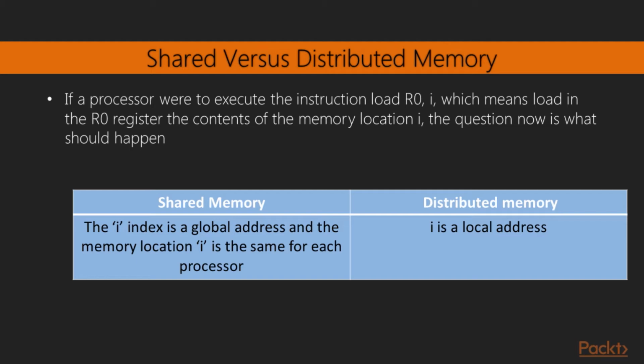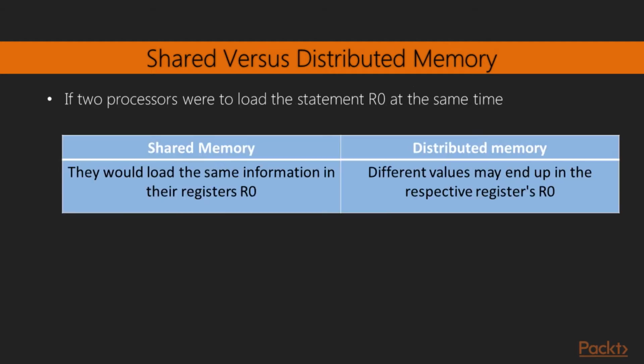Physically, almost every system memory is divided into distinct components that are independently accessible. What distinguishes a shared memory from a distributed memory is the memory access management by the processing unit. If a processor were to execute the instruction load R0,i, which means load in the R0 register the contents of the memory location i, the question now is what should happen? In a system with shared memory, the i index is a global address and the memory location i is the same for each processor. If two processors were to perform this instruction at the same time, they would load the same information in their registers R0.